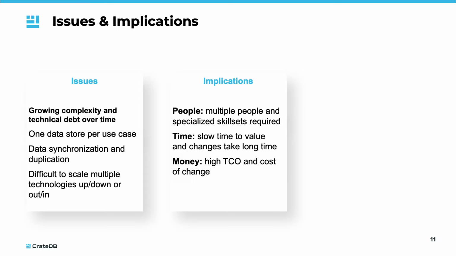On the people front, the complexity necessitates multiple skill sets and a larger team to maintain the system effectively. This situation is far from the ideal scenario of simple and fast training, high developer productivity, and efficient operations. In terms of time, these challenges slow down the delivery of value, prolong the time required for changes, and lead to a lot of overhead activities. This is a stark contrast to the desired state of fast development and rapid changes. Moreover, these issues result in high total cost of ownership and high cost of change, both of which businesses would prefer to minimize.